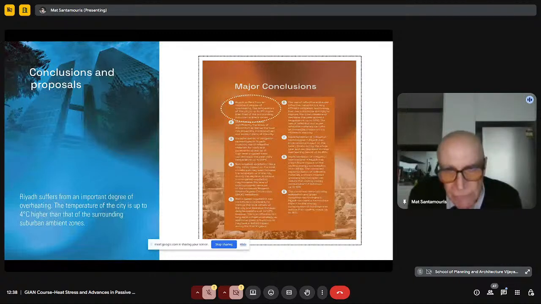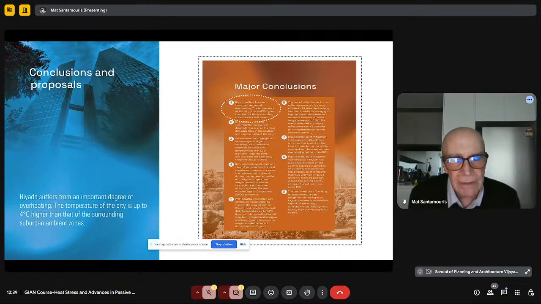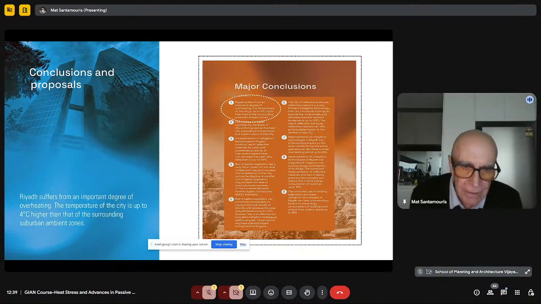By implementing mitigation technologies in Riyadh, we are able to decrease the peak temperature up to 4.5 degrees, and the average temperature during the 24 hours close to 2.5, 3 degrees during the summer period. This is a tremendous decrease of the temperature. But to achieve that, we have to use technologies which offer the maximum cooling capacity. And to do that, we need to follow a very specific methodology to design the mitigation technologies.